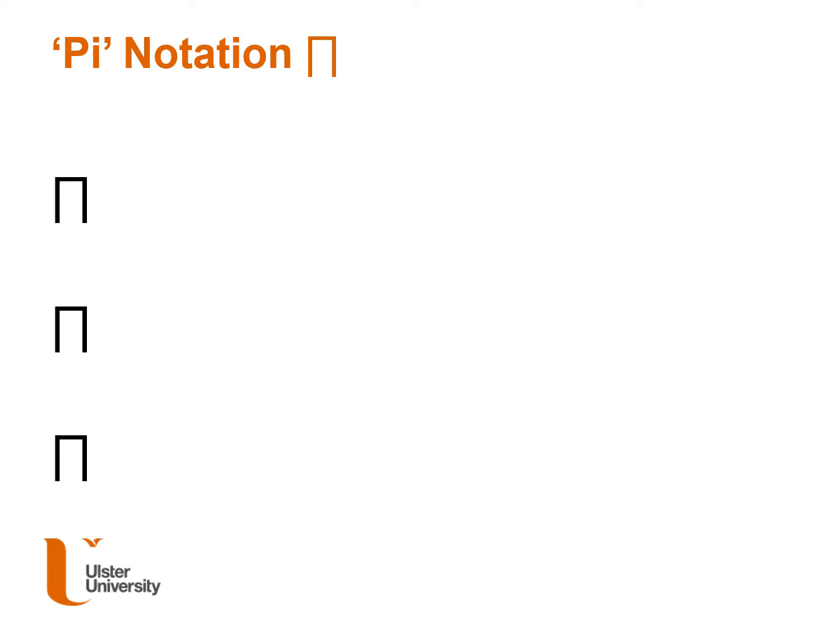Pi notation. Pi is a letter in the Greek alphabet, and it is used in mathematics to represent the product of a bunch of terms. It is used in the same way as the sigma symbol that we described in the last slides, except that the succeeding terms are multiplied instead of added. Suppose we have a sequence of numbers that is a1, a2, a3, and so on.